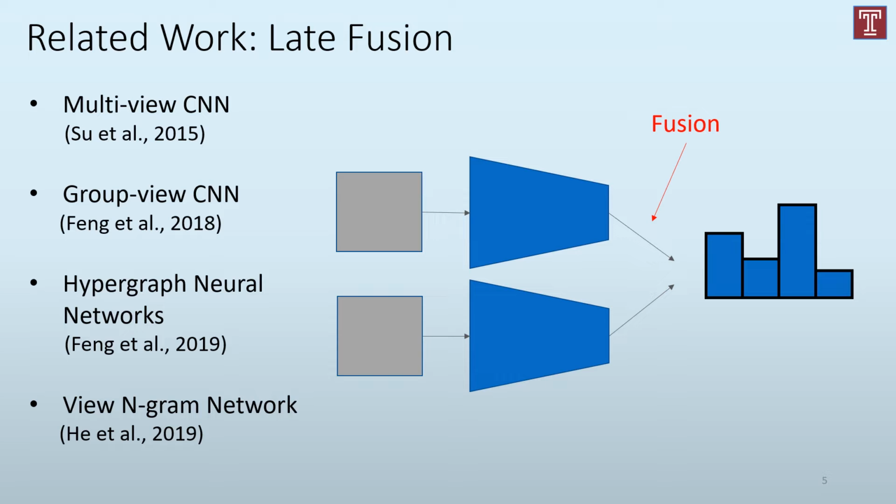Late fusion is the most popular fusion strategy, where a wide variety of methods have been proposed. In late fusion, deeper features are independently extracted from each view and then combined. Methods for combining these features range in complexity and can be as simple as an average pooling of all the view features together into a global collection representation, which was proposed in multiview CNNs. But examples of more complex methods utilize hierarchical pooling strategies, such as the one proposed in group view CNNs, graph convolutions, such as in hypergraph neural networks, or attention modules, such as in the view-n-gram network.